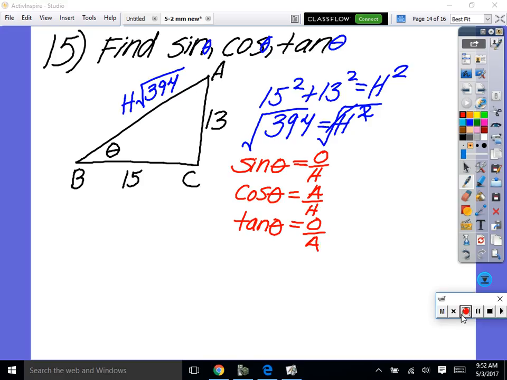Okay, so now here we go. You say, okay, I'm going to go to the correct theta. Sine is opposite over hypotenuse. So 13 over root 394. And I'm done, right? That is sine.